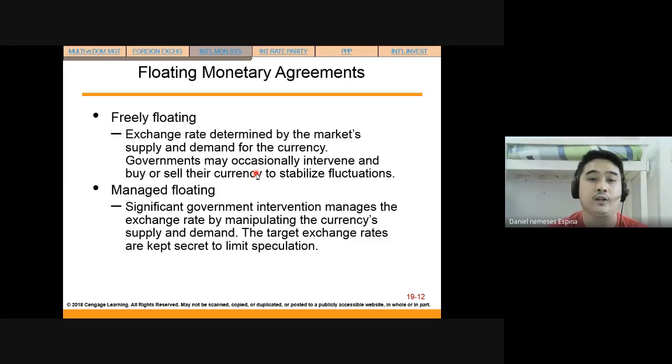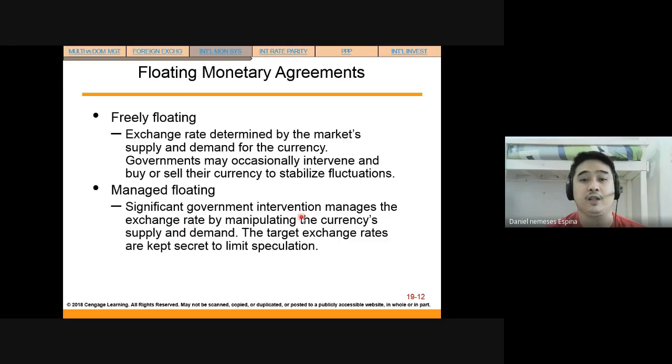So governments may occasionally intervene, by buying and selling their currency to stabilize fluctuations. But most of the time, they just let the supply and demand determine the exchange rate. So in the case of the Philippines, we're actually using the freely floating monetary arrangement.